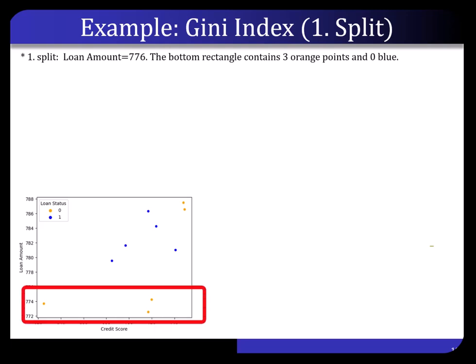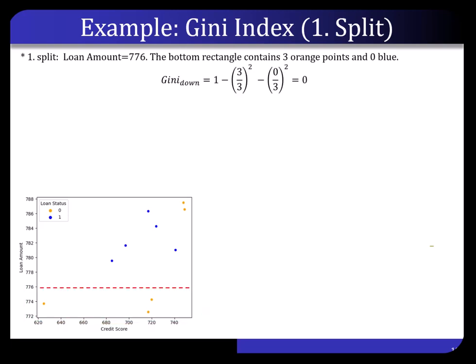In the first rectangle, there are 3 orange points and 0 blue points. Therefore, the proportion of orange is 3 out of 3, and the proportion of blue is 0 out of 3. So this is the orange proportion, this is the blue proportion. And therefore, the Gini index gives 1 minus 1 minus 0, which gives 0, which is the purest case. So the Gini index of the bottom rectangle is 0. And this illustrates a very extreme case. If a rectangle is composed of pure data, only one type of data, its Gini index is always 0.